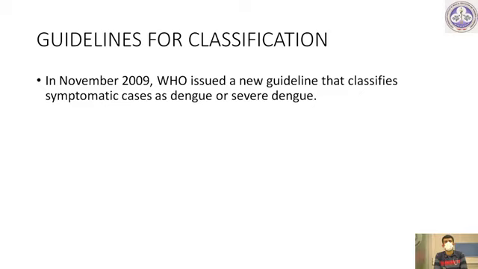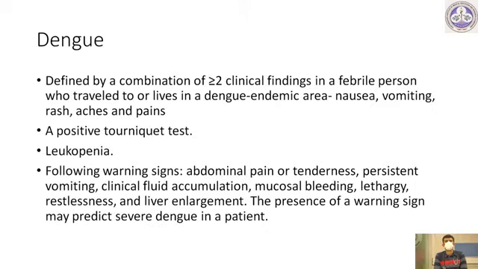So, the guidelines for classification of dengue. In November 2009, WHO issued a new guideline that classifies symptomatic cases as dengue or severe dengue. So what is dengue? Dengue is defined by a combination of two or more clinical findings in a febrile person who traveled to or lives in a dengue endemic area, which are nausea, vomiting, rash, aches and pains.